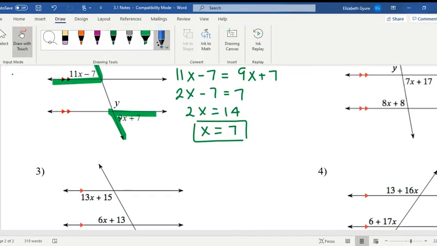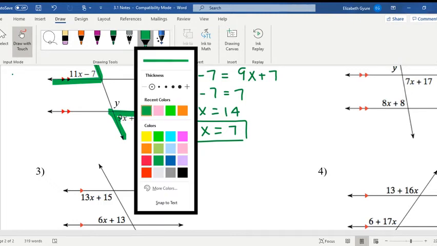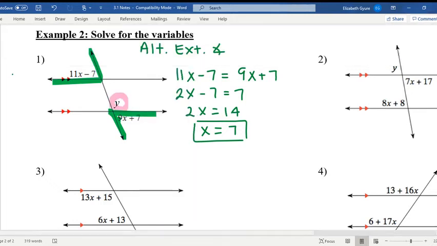Yeah. I threw this on here because I've noticed we get confused on this on our quizzes and tests. Another nice little trick for these is when your lines are parallel, these are all going to be made up of acute and obtuse angles. And if you look at 11x minus 7, doesn't that look acute? Yeah. And doesn't 9x plus 7 look acute? So you'd be like, oh, they're equal. So they're both two acute angles.